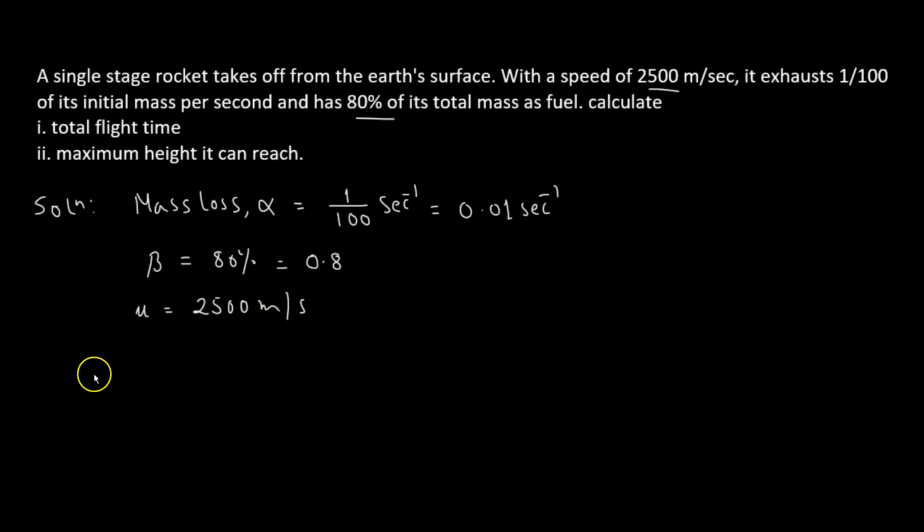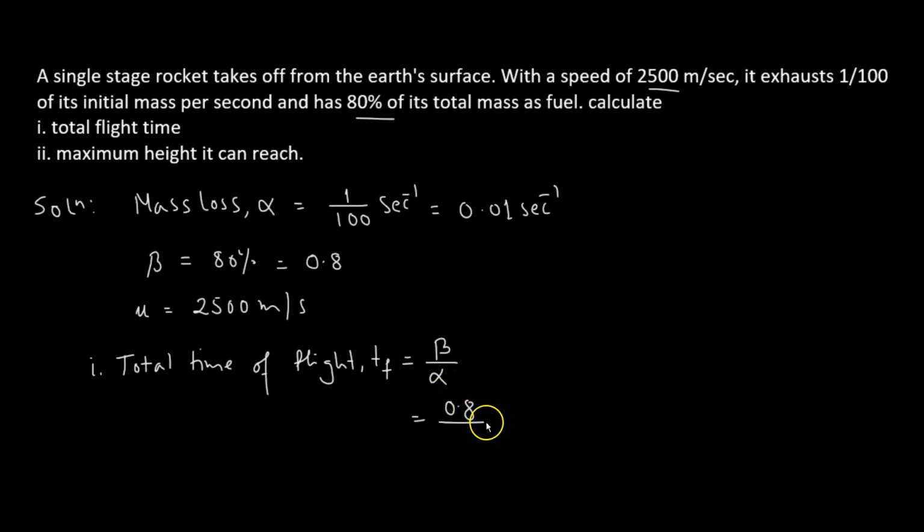So now that we have the values, let's calculate the total time of flight. So the total time of flight, that's T_F, is given by beta over alpha. So our beta value is 0.8 divided by alpha, which is 0.01. When we solve for it, we get 80, so that will be 80 seconds. This is the total time of flight till it exhausts all its fuel.